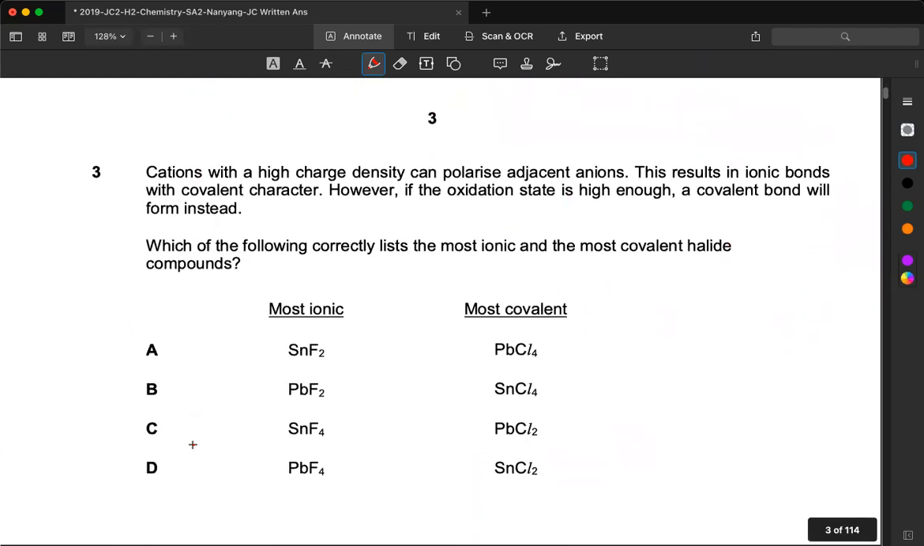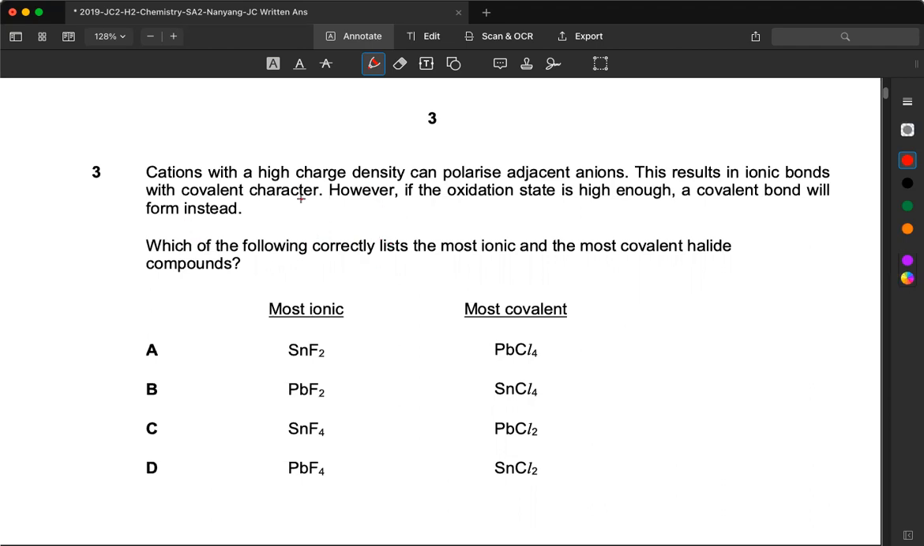Okay, number 3. Cations with a high charge density can polarize adjacent anions. This results in ionic bonds with covalent character. However, if the oxidation state is high enough, a covalent bond will form instead. So which leaves the most ionic and most covalent halide compound?